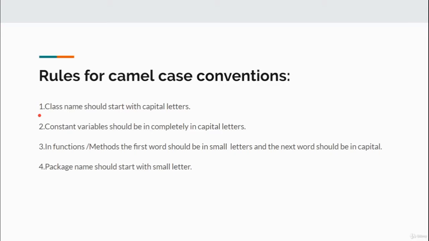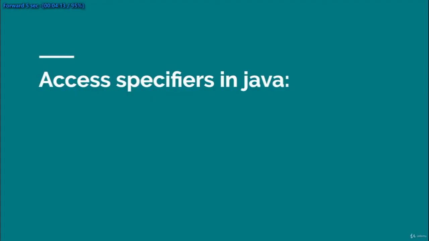It does not deal with the actual code or make any changes. It is just to make the code understandable for the user who writes it. The class name should start with a capital letter. The constant variables must be completely in capital letters. In functions or methods, the first word should be in small letters, and the next word should start with a capital. Package names should always start with a small letter. These are the simple rules for camel case conventions, and we are going to use them in Java.